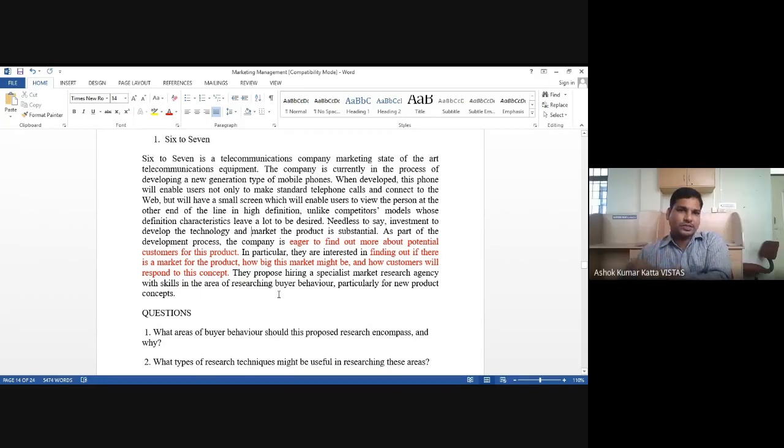So this 6 to 7 Telecommunication, they were only producing the spare parts. Now they are producing the full mobile phone. Now they have two problems in their hand. First problem is, where are the customers? Second problem is, how to find out the customer. For that, what kind of research can we do? These are the two problems in the hands of 6 to 7 Telecommunications.